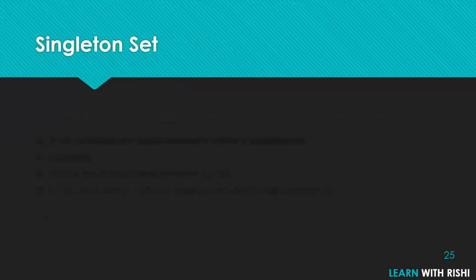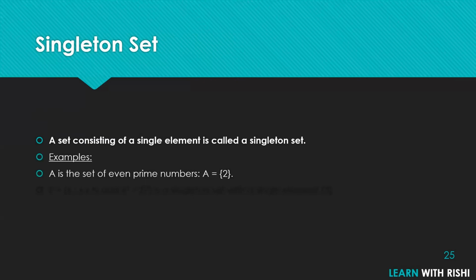Let us discuss now what is a singleton set. From the word itself, singleton means it has a single element inside it. So a set consisting of a single element is called a singleton set. For example, A is the set of even prime numbers. Now the only even prime number in the number system is 2. So our set A is a singleton set as the only element present is 2. Only one element is present.